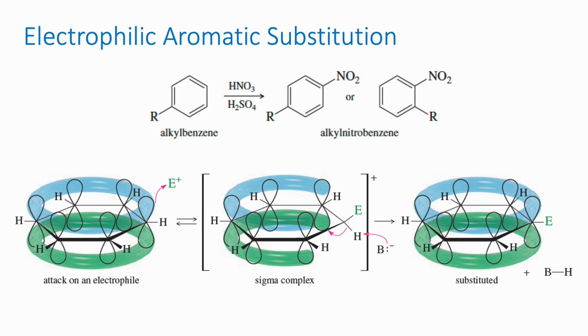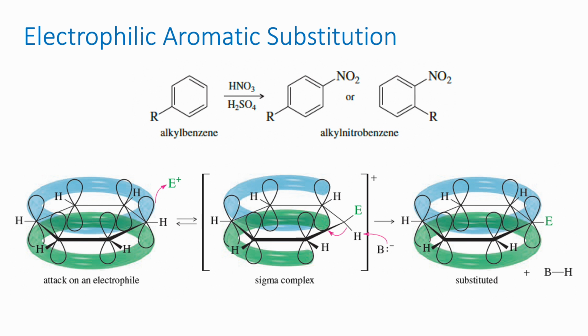But what we don't see is meta. We don't see the 1,3 substitution pattern. In this reaction, it's 1,2 substitution, ortho, or 1,4 para, but it's not 1,3. So it's not meta in this case. And that's the regiospecificity of this particular reaction.